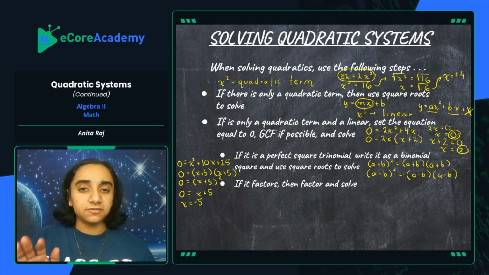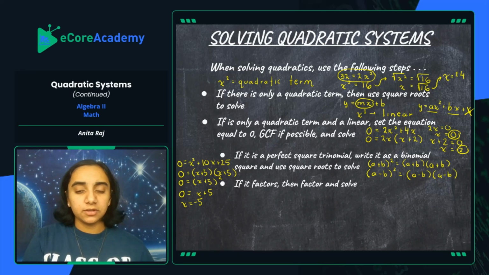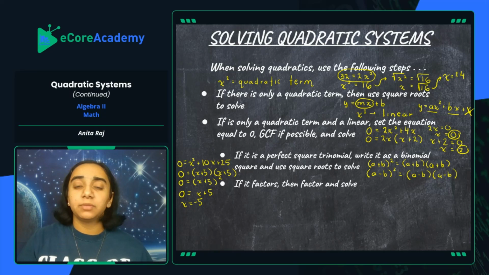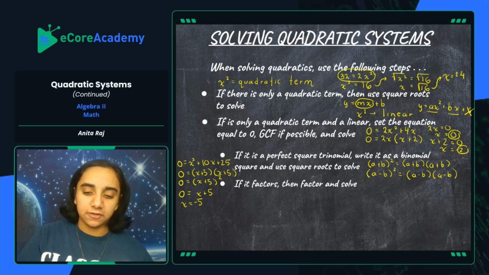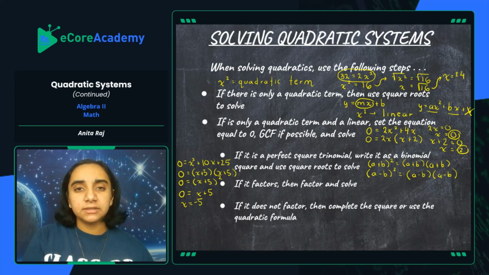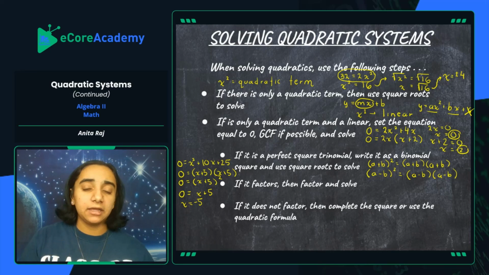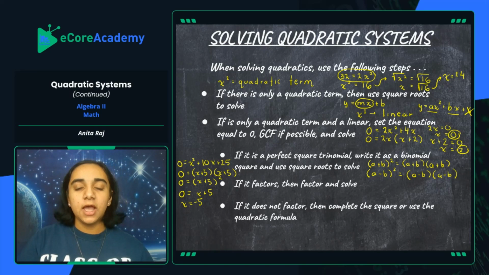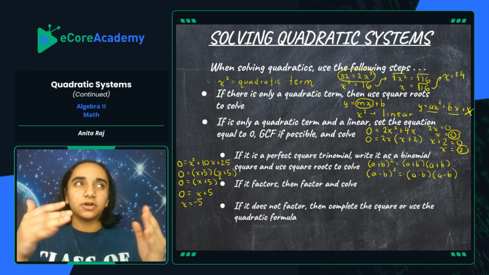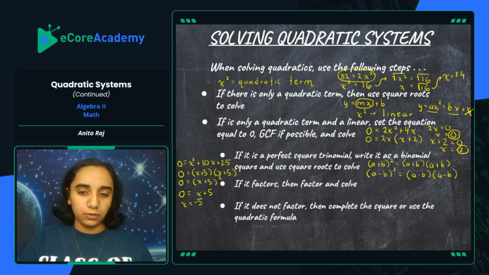Reminder, if it factors, then factor and solve. So if you don't have a perfect square trinomial, but you do have another situation where you can factor, then just simply factor it, which I made a series of videos on, so go check those out. And if it does not factor, then complete the square or use the quadratic formula. Remember, when you complete the square, you're taking that bx term, you are taking the b, you are dividing it in half, you're adding and then squaring it, and then adding that to both sides of the equation. Then you are going to force a perfect square trinomial, and then afterwards, what you're going to do is you are going to break it down, factor, and then you're going to solve normally.